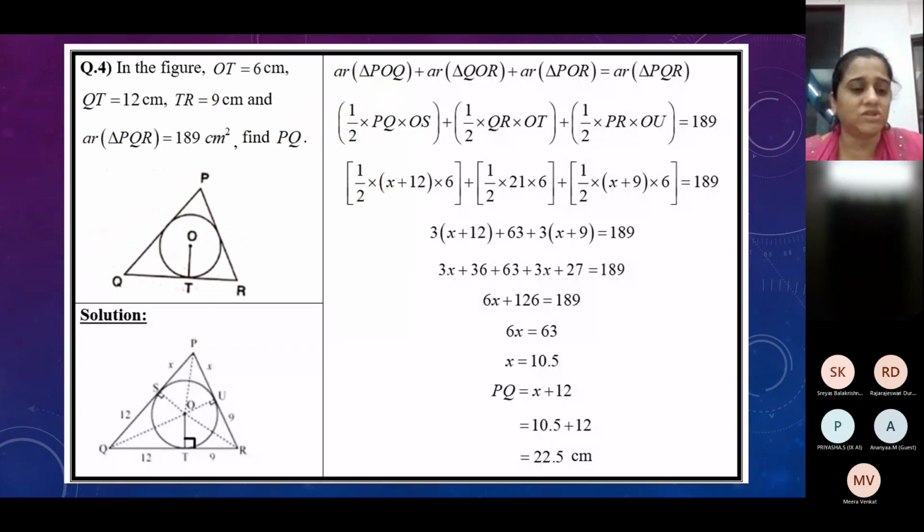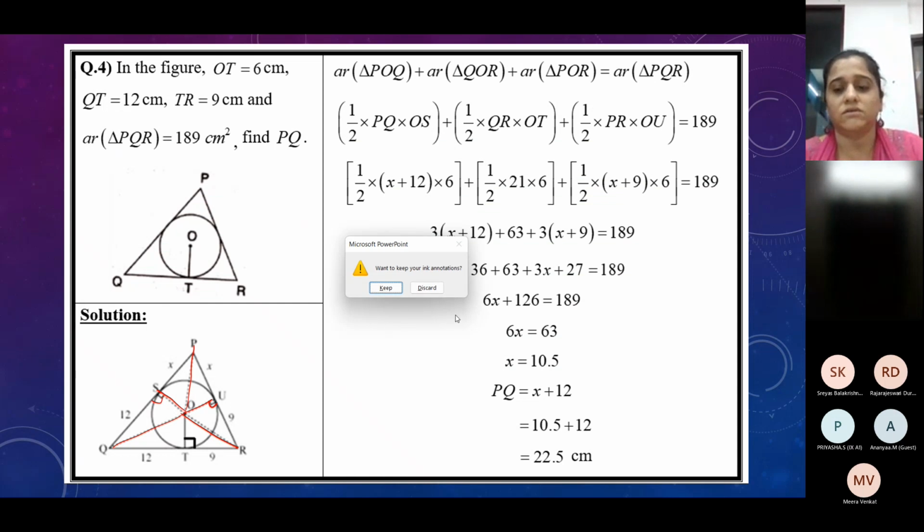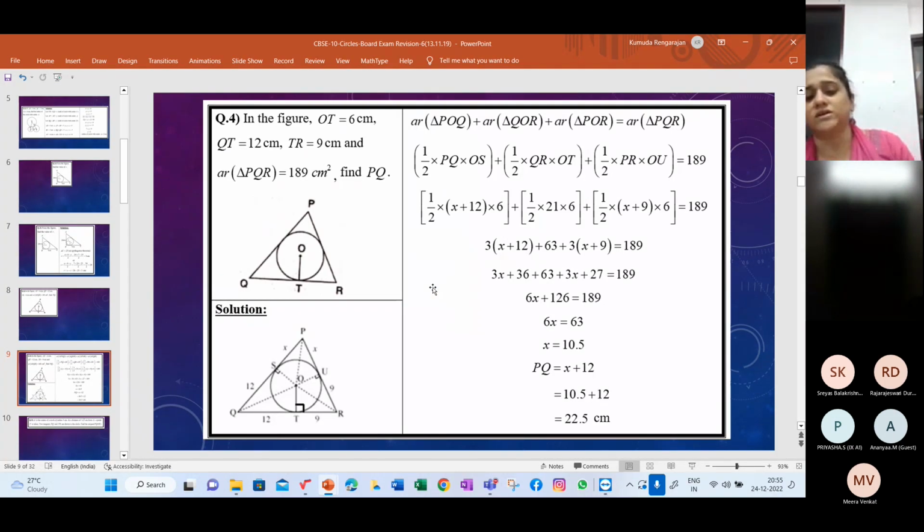So you have all this construction to do. All this is construction. Join OP, OQ, OR, and then the altitudes. They are 90 degrees because the radius is perpendicular to the tangent. All this you must do. Is it clear, children? Okay, we'll continue with circles tomorrow, but we have not finished the session.